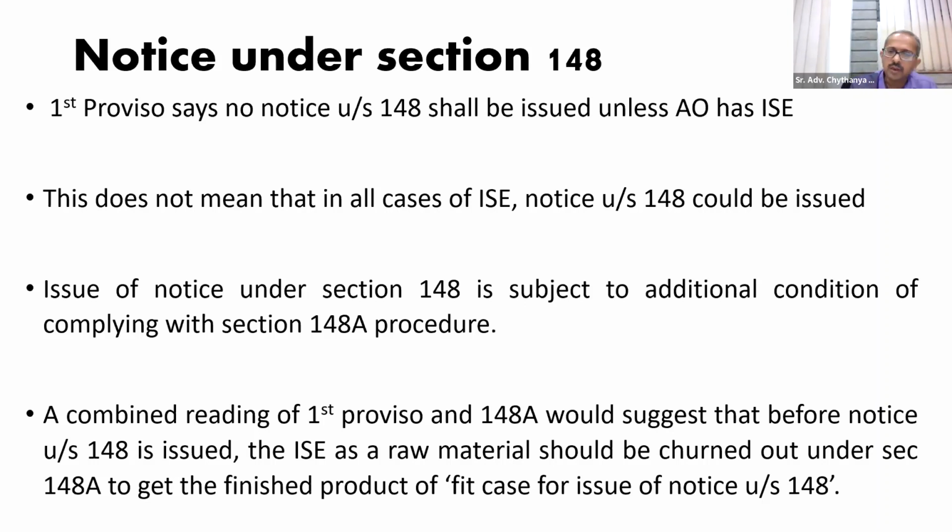So the whole process of 148A is like a machine in which the raw material, that is the ISC, is put in, and what comes out is a certificate of fitness, that it is a fit case for issue of notice under 148. This is the finished product. The raw material is in the form of ISC. In other words, what I'm trying to say is ISC, though a precondition, is not by itself sufficient to issue notice under 148. The ISC will have to be put into the machine of the 148A procedure, and the finished product, that is the certificate of fitness that it is a fit case for issue of notice under section 148, will have to emerge. Then only could you issue notice under 148. This is again subject to the caveat that if the first proviso to 148A dispenses with 148A, then whatever I've said would not apply. Mere ISC should be good enough for the purpose of proceeding.